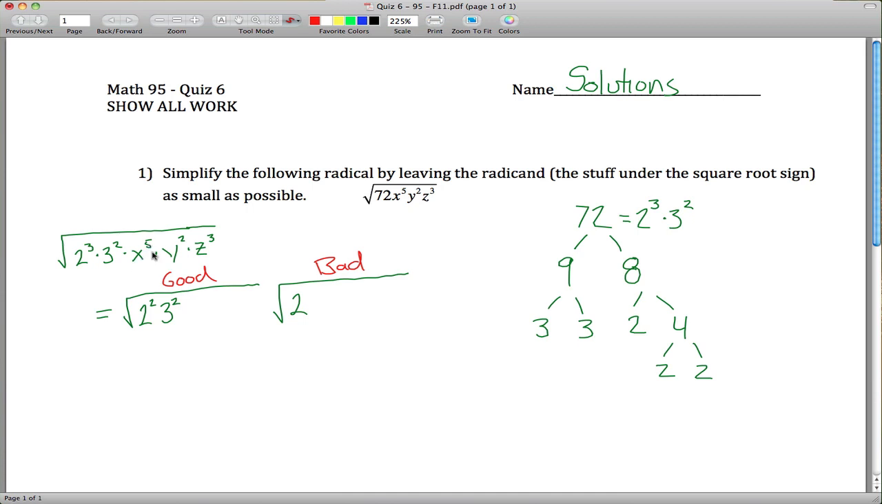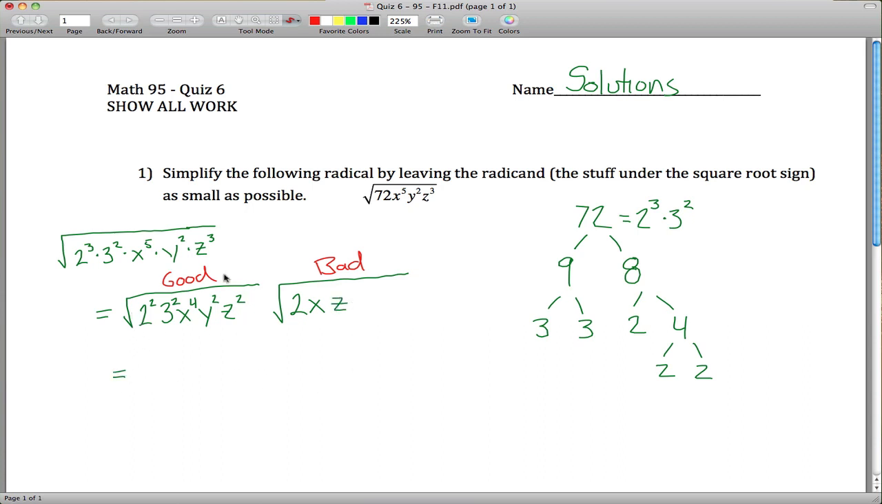X to the 5th. You could put x squared over here and leave x cubed over here, but you can do even better than that. You could put x to the 4th. You could stick 4 of them over here because that's also a perfect square. And the last x over here. Y squared. Stick them both over there. Z cubed. You can stick 2 of them over here and the other one over here.